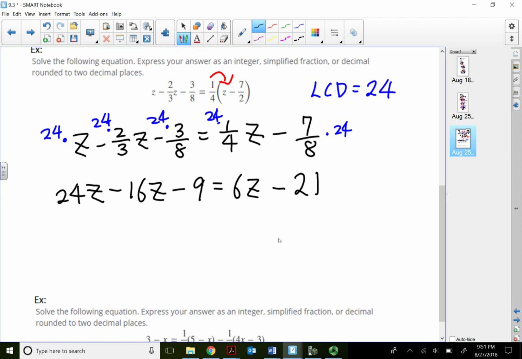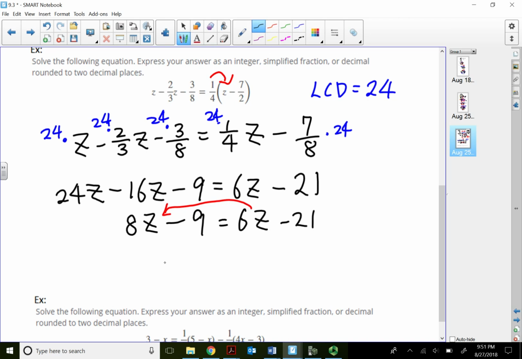All right, let's combine like terms here. It seems like I can combine 24z and negative 16z on the left side. So that should give me 8z minus 9 equal to 6z and minus 21. So it looks like 8z is bigger than 6z. Let's move it to the left. So 6z come over, become negative.